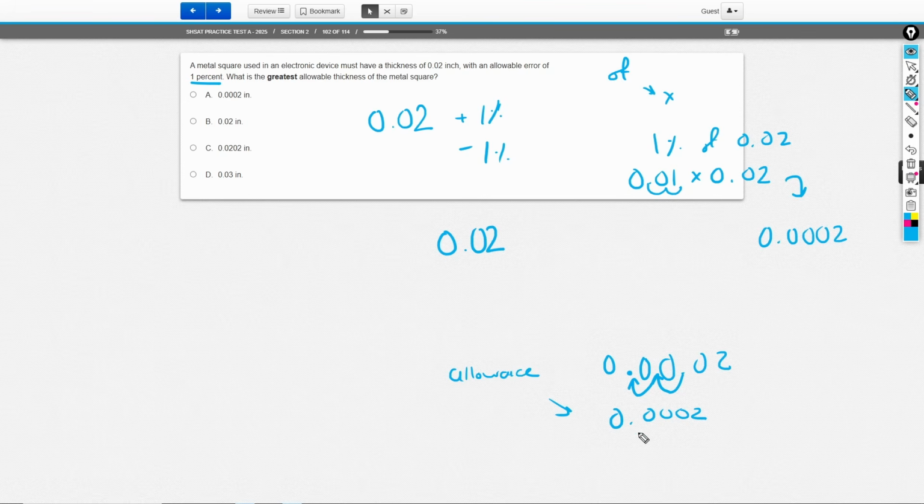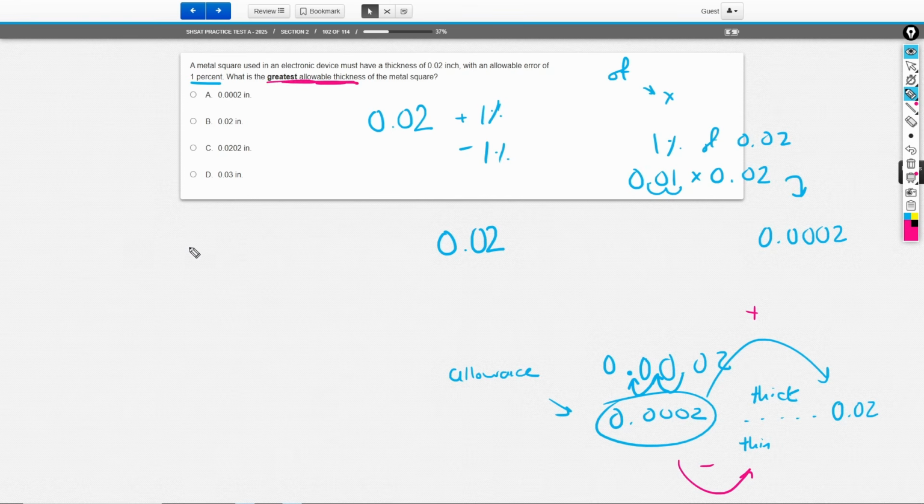That means that you're allowed to be 0.0002 too thick or 0.0002 too thin from your baseline of 0.02. So if you're too thick, that means you're adding this to 0.02. If you're too thin, that means that you're subtracting this from 0.02. All right. In this case, we want the greatest allowable thickness. So we're going to take our allowance, and to make this allowable, technically, we have to add this to our initial width to get 0.0202, which is choice C.